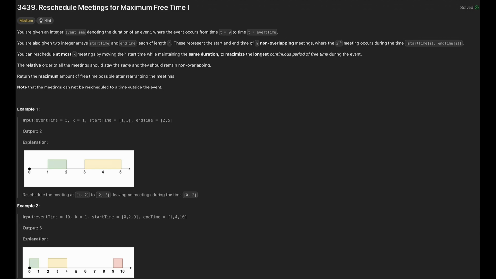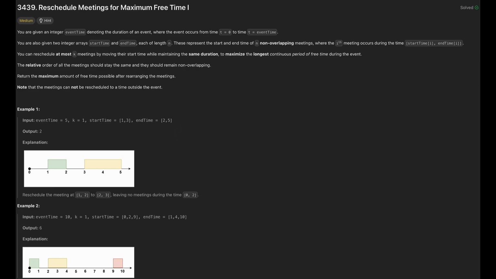We're able to reschedule at most k meetings. We can move the start time, but we can't change the duration, and we also have to keep the same order, and they can't overlap. So our goal is to return the maximum amount of free time possible after rearranging those meetings. Now that we have an idea what the problem's asking for, let's take a look at the examples and see how they solved it. Hopefully that'll give us some insight.